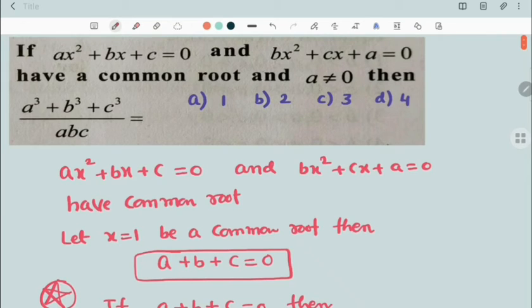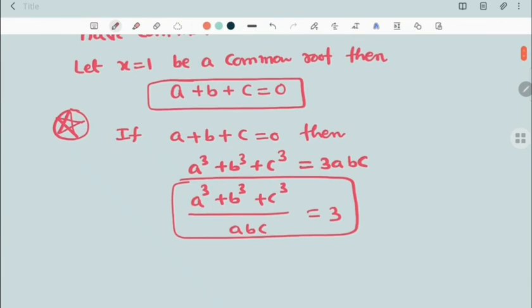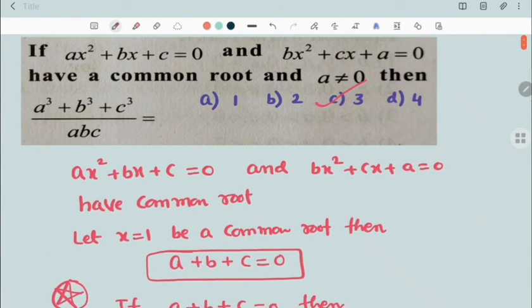Whenever a is not equal to 0, why? Because the x square coefficient should not be equal to 0. So the answer is a cube plus b cube plus c cube by abc is 3, which is there in the third option. I hope everyone understands. Otherwise, the general formula for a common root is there in intermediate. We have the formula b1 c1 minus b2 c2, like this, x square by that value and x by that value and constant. That is a long procedure. So instead of that, we will do it this way. We will move to the next one.